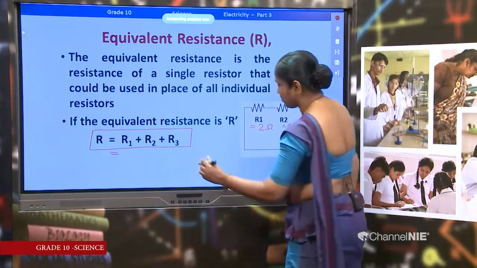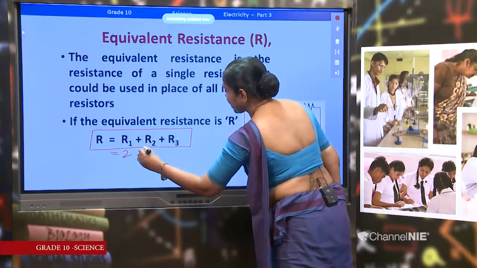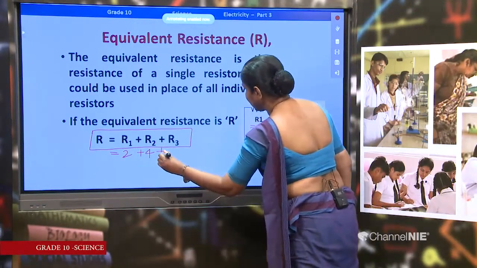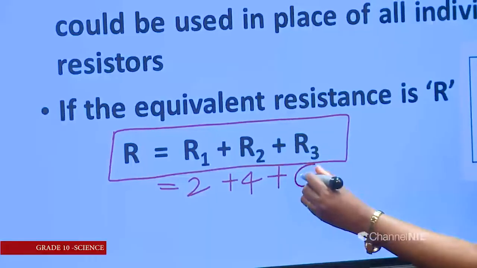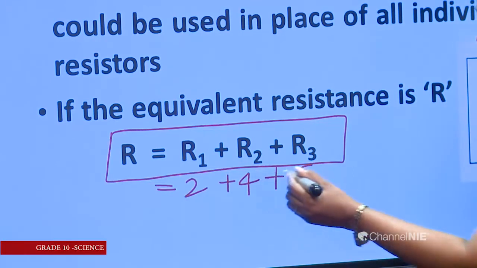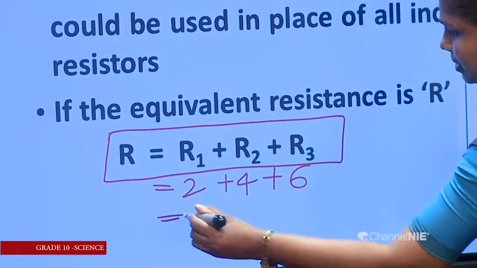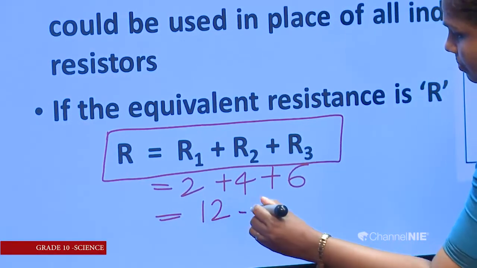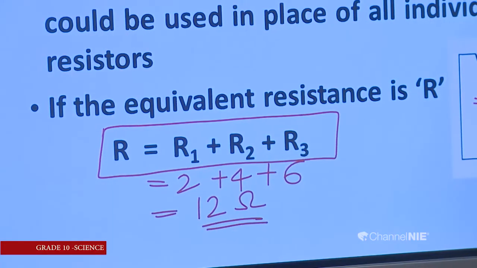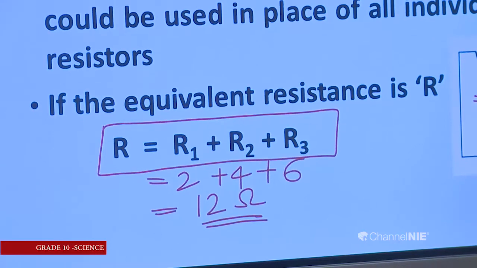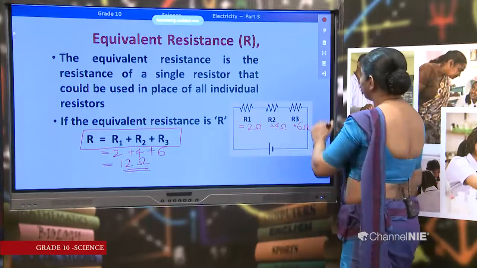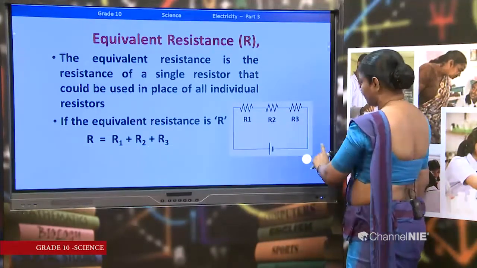Accordingly, R1 equals 2 ohm, R2 equals 4 ohm and R3 equals 6 ohm. Then what is the equivalent here? 2 plus 4 plus 6 equals 12 ohm. 12 ohm is the equivalent resistance of this particular resistor system. Then we'll move to the next.